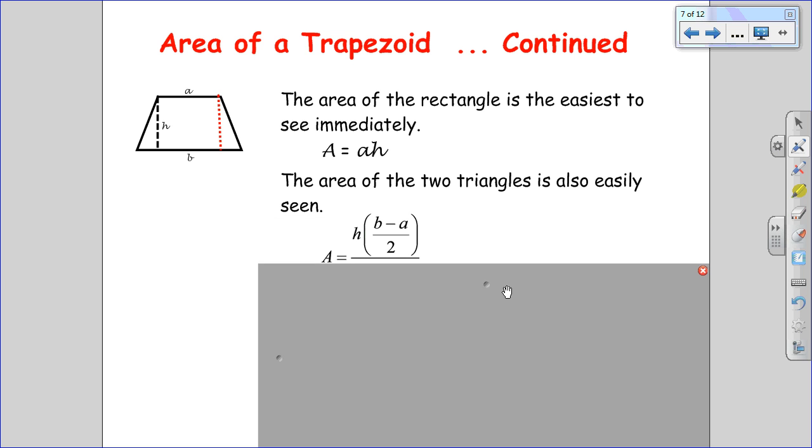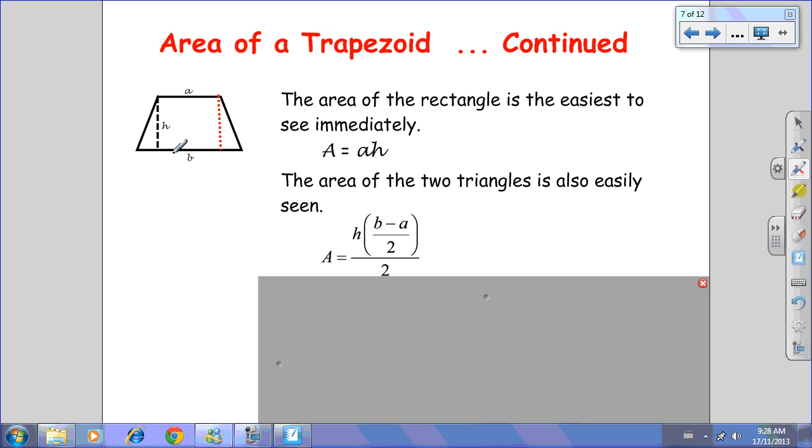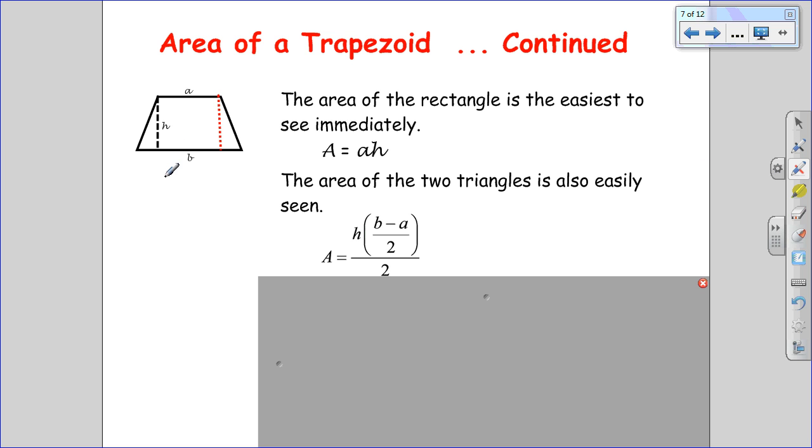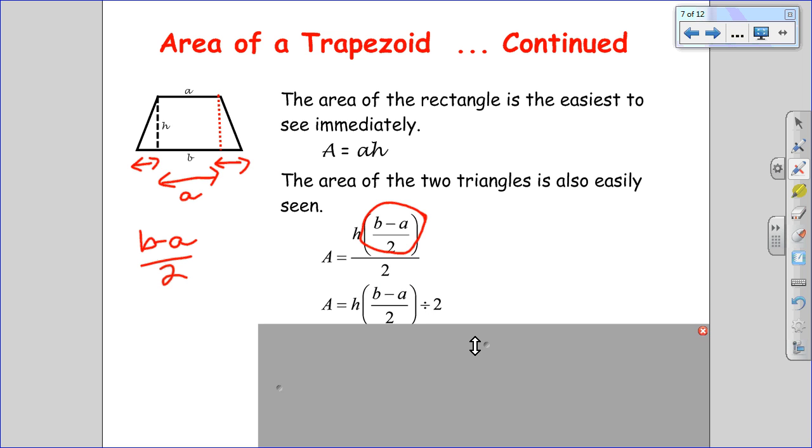The area of the two triangles is also easily seen. If I look here, the height we said was H. Now the distance here to here is really A. So when I look at these two little pieces here, it's whatever's left over, which is B minus A, divided by 2. So my base of my triangle is B minus A over 2, multiplied by the height, and then I have to divide that by 2.